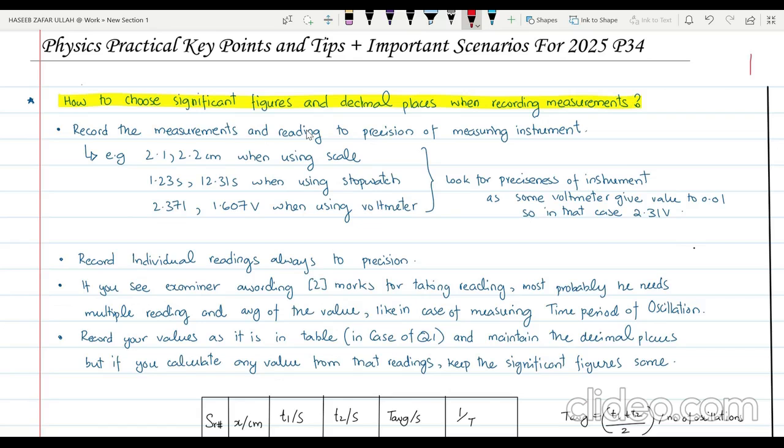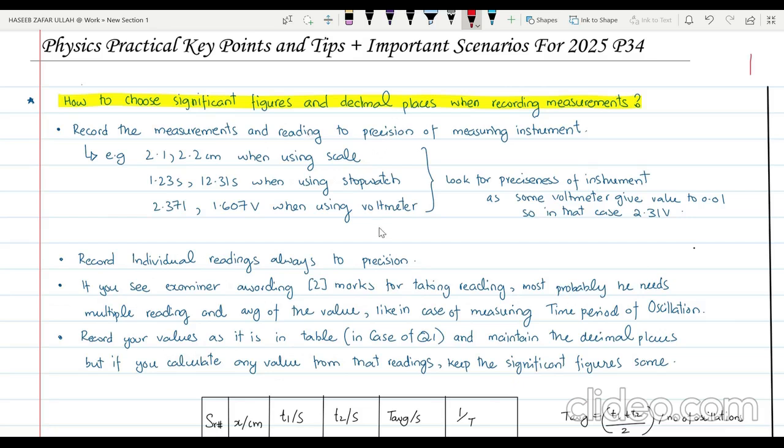It involves taking two values of t, taking the average, and then dividing by 10 to get the time period. So that is why the examiner awards you another mark, that is for the average. So you are going to be looking for it. Record your values as they are in the table. For example, if it is question 1, maintain the decimal places. But if you are calculating any value from those readings, keep the significant figures the same.